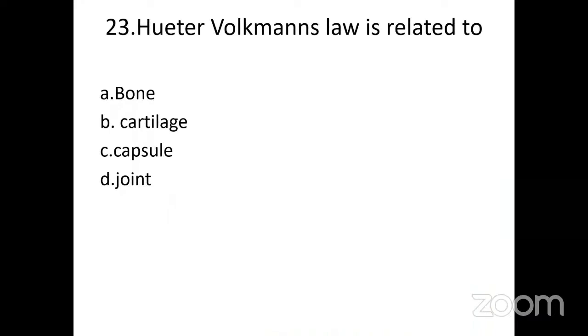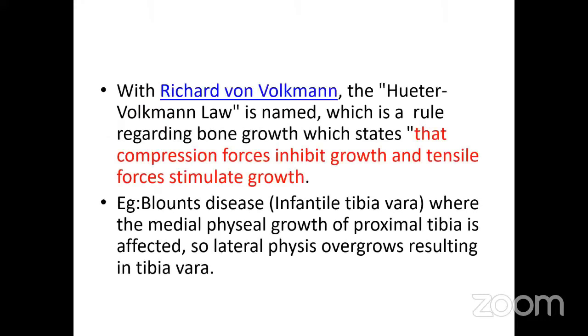So Hütter-Volkmann's law is related to compression and distraction of the cartilage. That means any compression injury to the cartilage will inhibit the growth, and distraction or lengthening of the cartilage will actually stimulate the growth. That's called Richard von Volkmann's theory, the Hütter-Volkmann's law. It states that any compressive force will inhibit the growth of the cartilage, and any tensile force or distraction will stimulate it. So the classical example is Blount's disease.